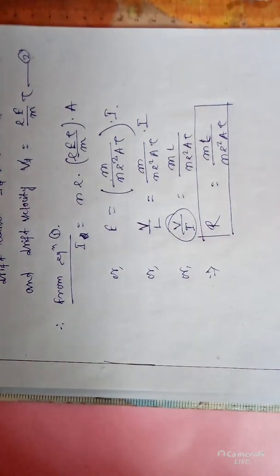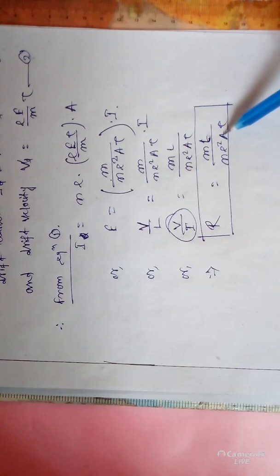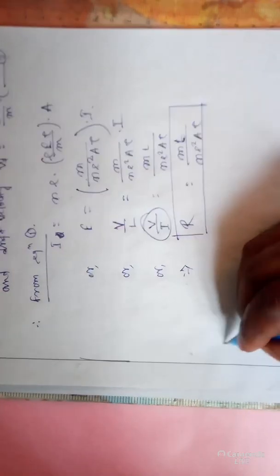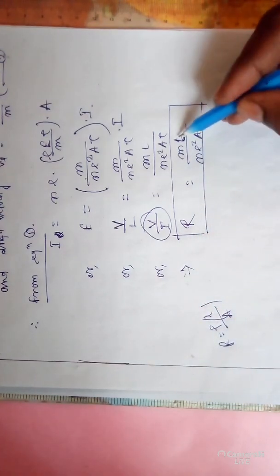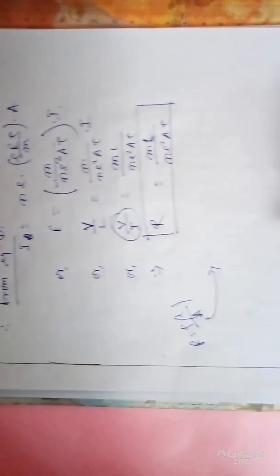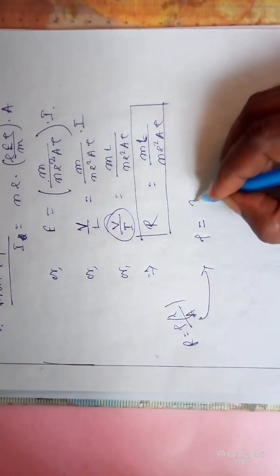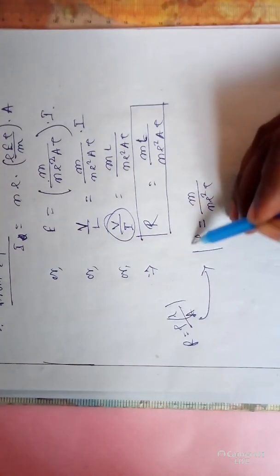That means the resistance of a conductor depends on the length of the conductor, the area of cross section of the conductor, and also the nature of the material. And from this you can easily calculate the value of resistivity. We already have the formula: R is equal to rho L by A. So if you take common the L by A term, from this you can easily get the value of resistivity: rho is equal to m by N e squared tau. This is the value of resistivity.